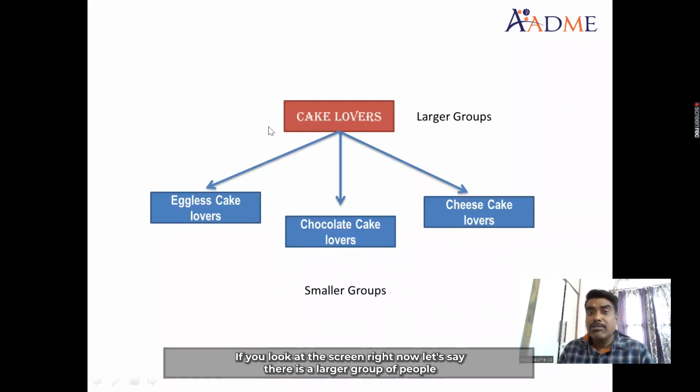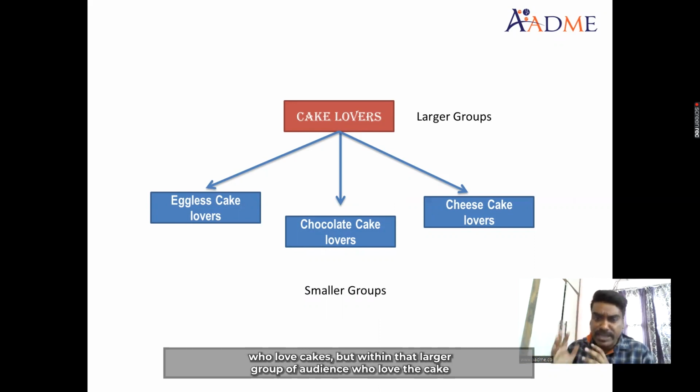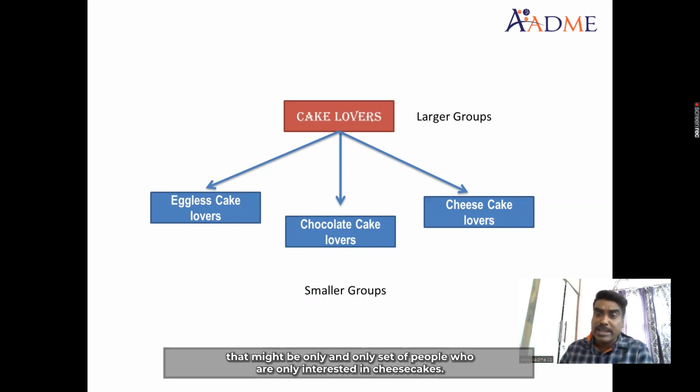If you look at the screen right now, let's say there is a larger group of people who love cakes. But within that larger group of audience who love cake, there might be a smaller group of audience who love eggless cakes, who might be only and only interested in chocolate cakes. There might be only a set of people who are only interested in cheesecakes.